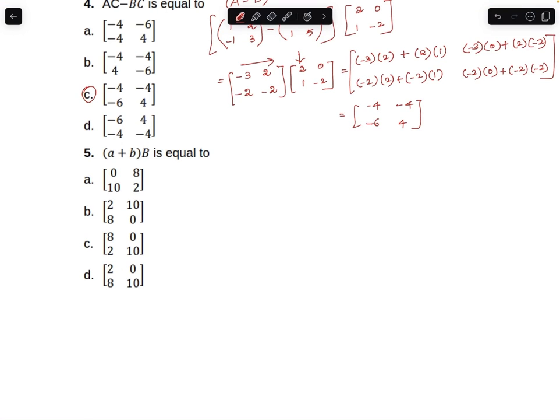Fifth question, A plus B times B. A is 4 and B is -2 times B matrix is 4, 0, 1, 5. That is 2 times 4, 0, 1, 5. On multiplying we get 8, 0, 2, 10.